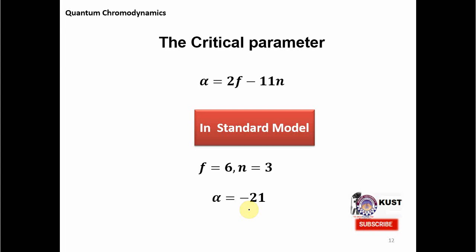Because of asymptotic freedom, we were able to construct the Feynman diagram and Feynman calculus method for quantum chromodynamics. The coupling constant in quantum chromodynamics was very big, and we could not apply the Feynman calculus method there. But because of asymptotic freedom and the gluon vertices reducing this critical parameter value, the procedure of Feynman calculus can be applied to quantum chromodynamics. With this, I thank you all.